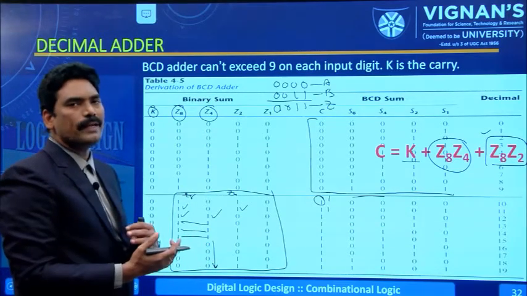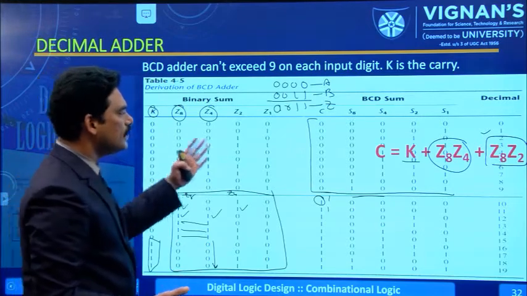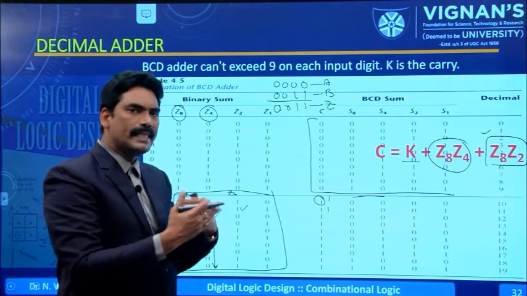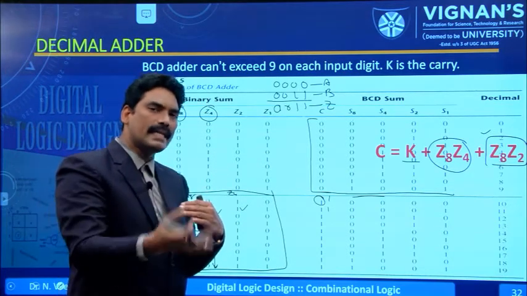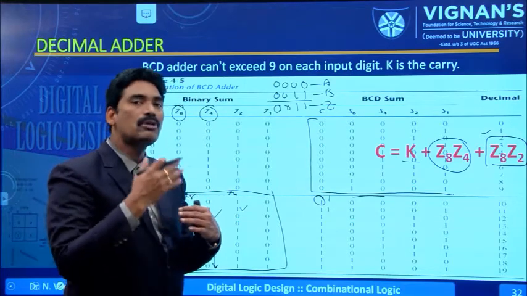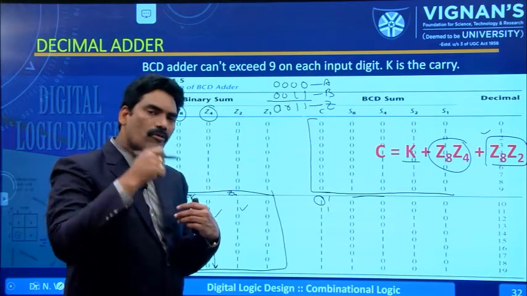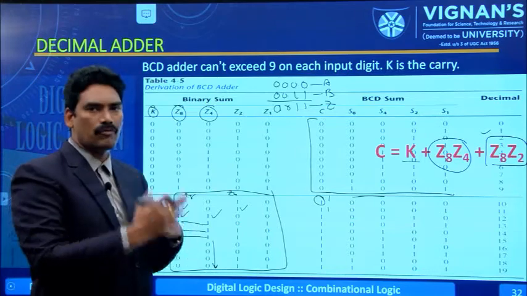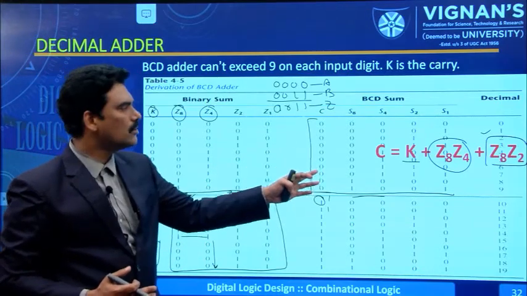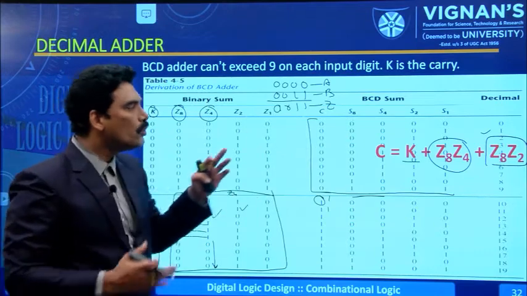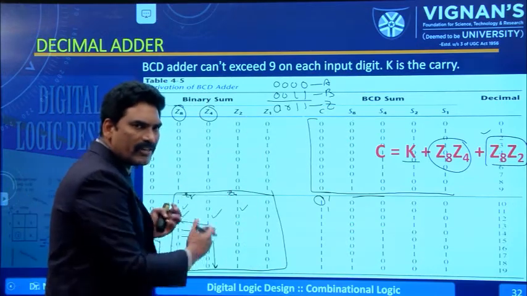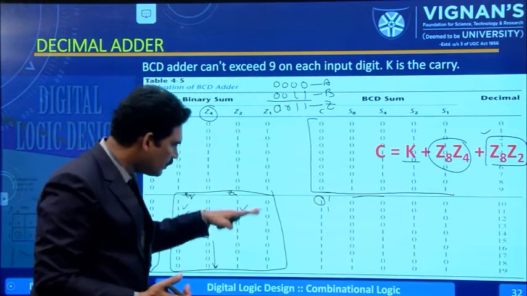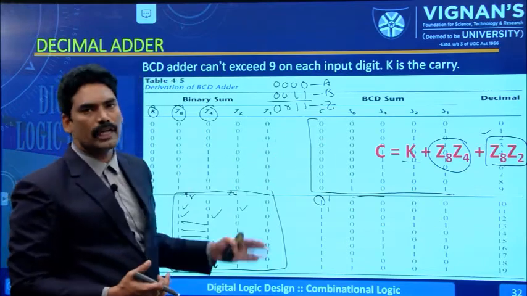To explain the BCD sum, how do we derive this? When we perform BCD addition, if the number is greater than 9, we have to add 6 to that number. For what numbers do we have to add 6? For that we have derived one formula: C is equal to K plus Z8 Z4. We are going to identify which numbers need 6 added, so after 9, based on this formula, we capture those values.